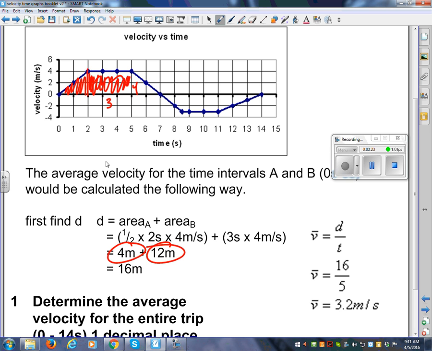Okay, I found the area of the triangle, and I found the area of the rectangle, and I add them together to get 16. What is the total time of this interval? 0 to 5. 16 divided by 5. The average velocity is 3.2.